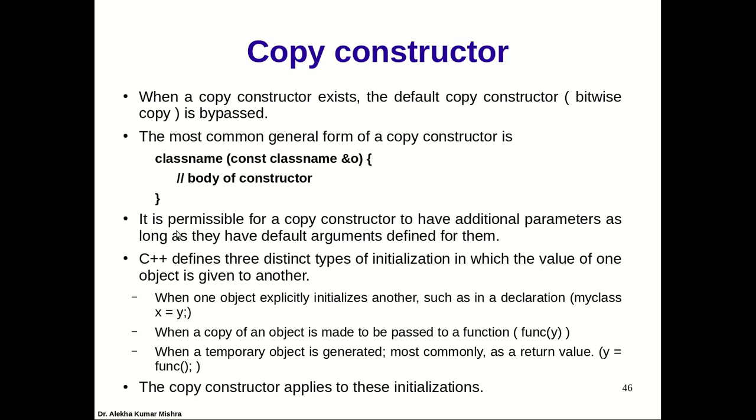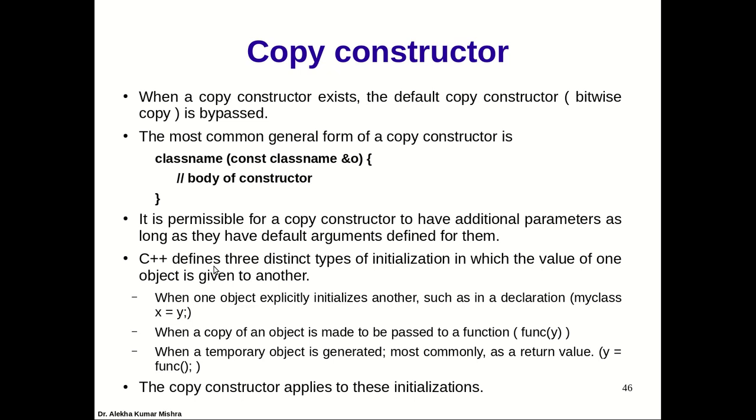We'll discuss that one. It is permissible for a copy constructor to have additional parameters along with this. Suppose you need an additional parameter to be passed to this copy constructor, that is possible, but the minimum parameter should be const, the class and the object that is to be copied. As long as they have default arguments defined for them, we have no problem. Along with this, we can have overloaded copy constructors.